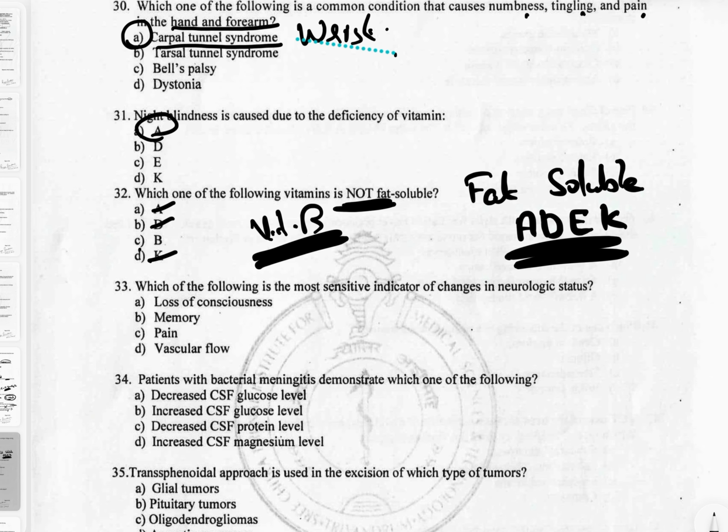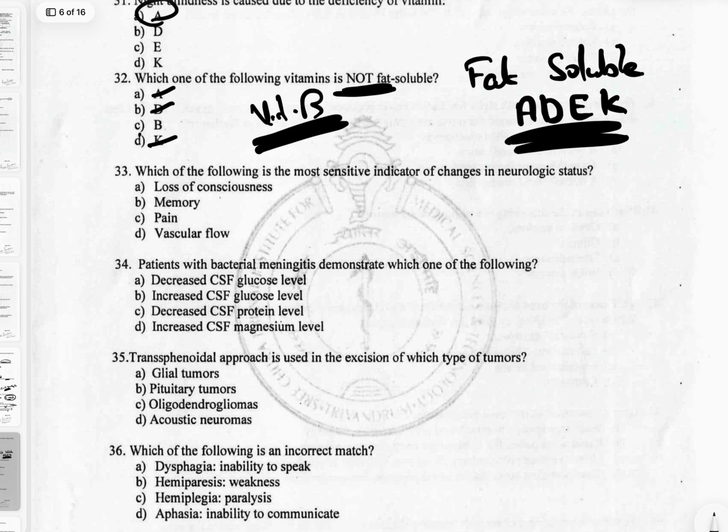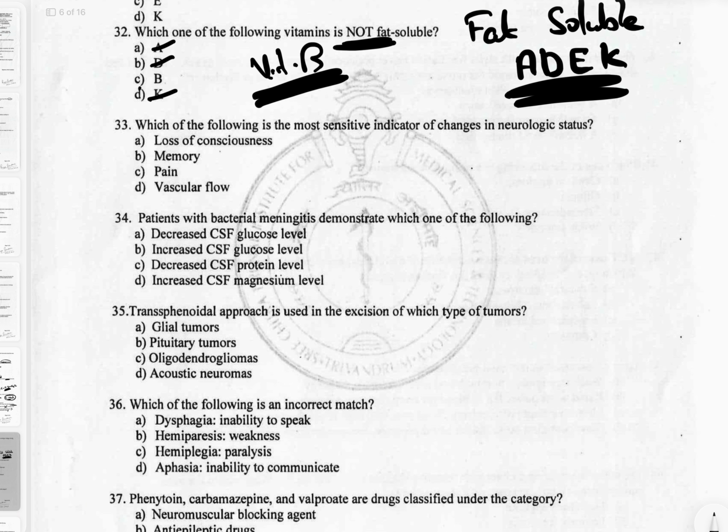So the next question is, which of the following is the most sensitive indicator of neurological status? So once we have a patient, first and foremost thing what we'll check is consciousness of the patient. Most sensitive or early indicator of changes in neurological status is loss of consciousness of the patient. So first we will check if the patient is conscious. We will shout her name or his name to make sure the patient is responding, and then we will go to the pain or vascular flow or memory, whatever. First and foremost thing or sensitive indicator is always loss of consciousness. So the answer is option A.